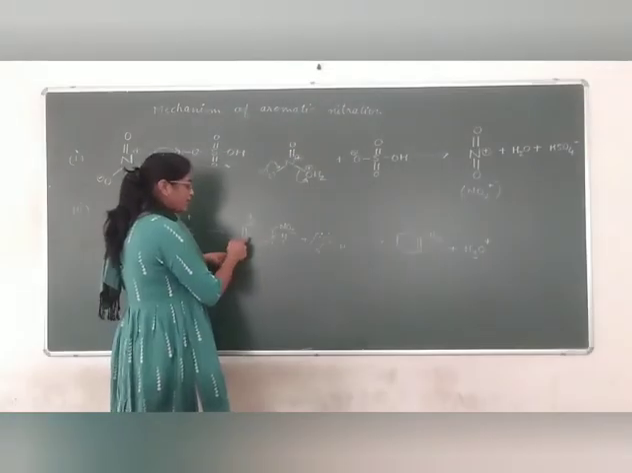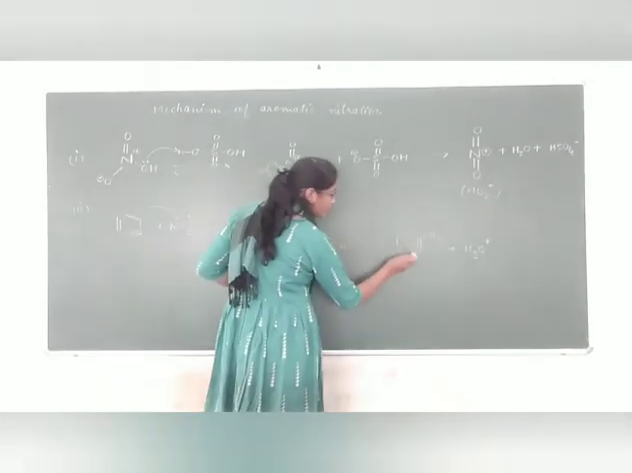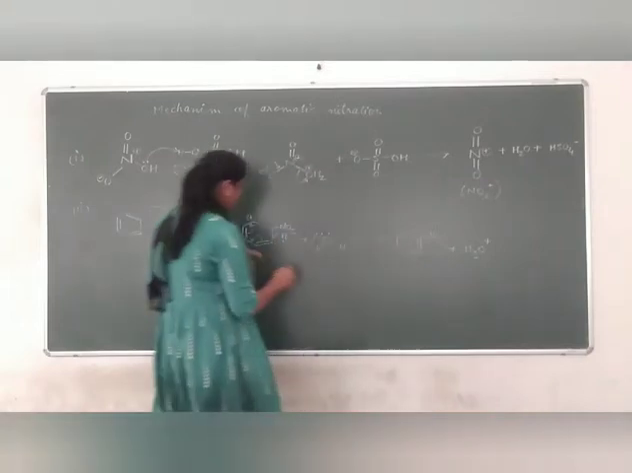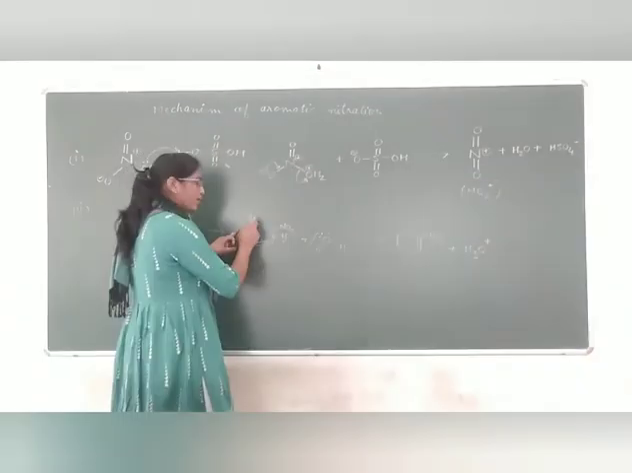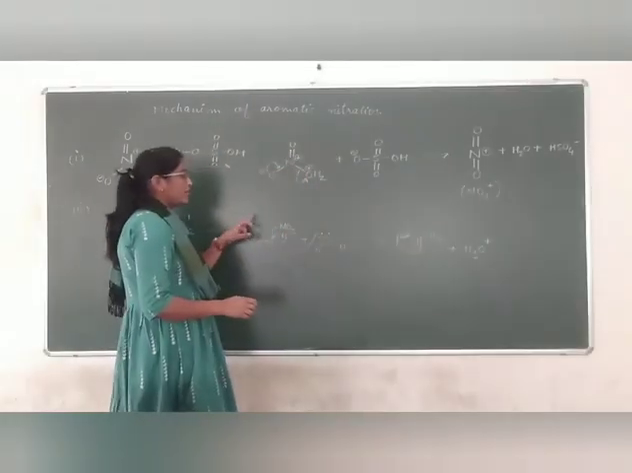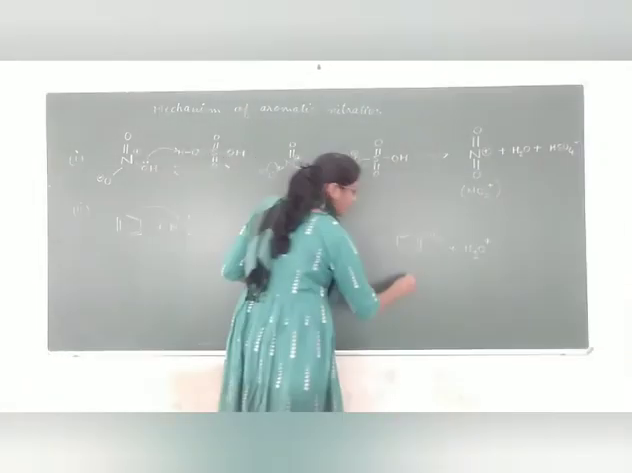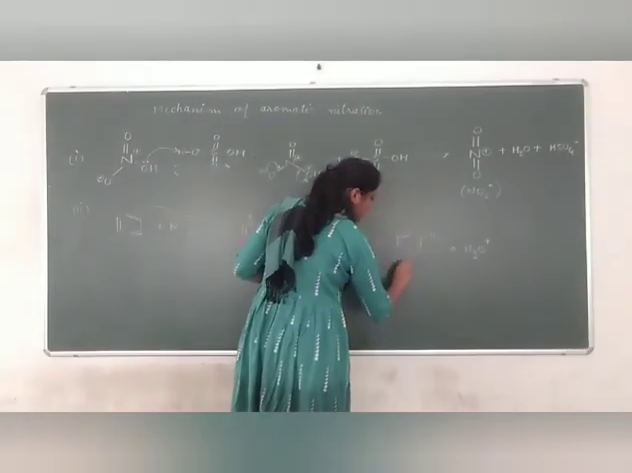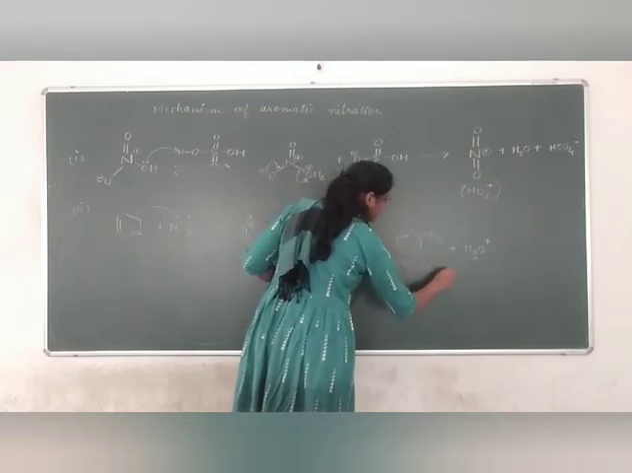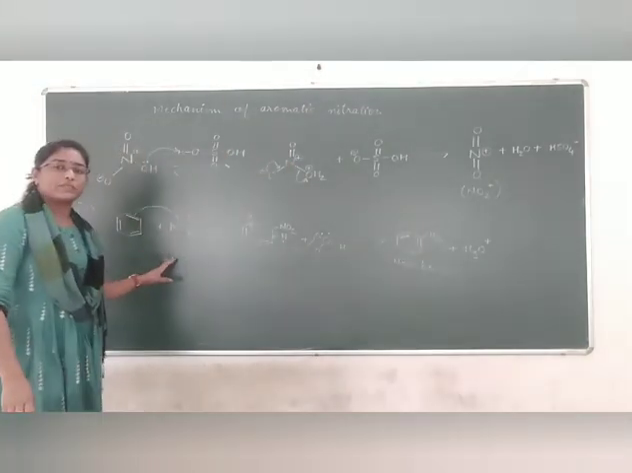This bond will shift here, and this bond will shift over here, and by shifting the bond, the plus charge will be neutralized, and here you can see the product nitrobenzene. Right? So this way we can explain.